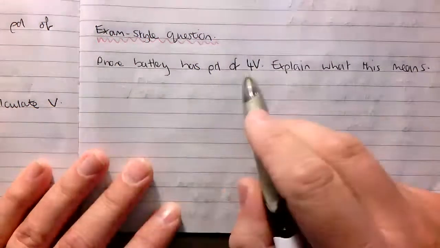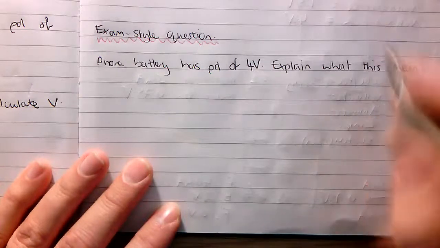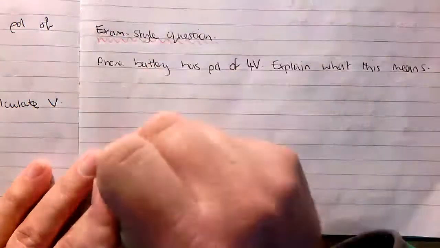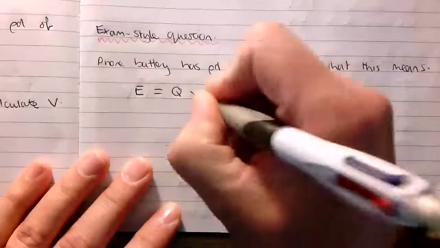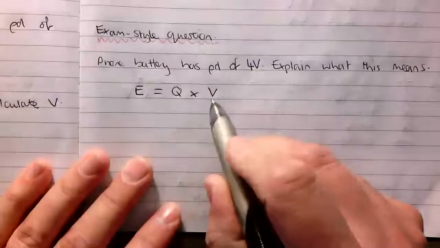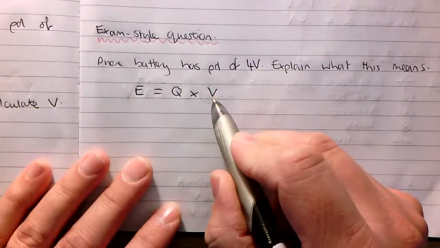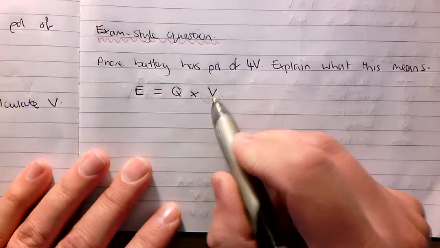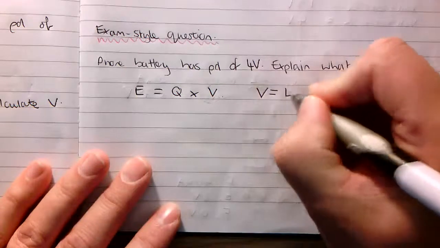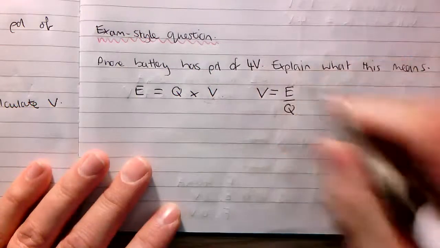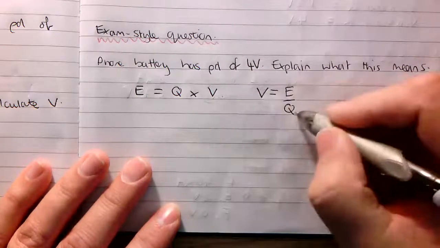A phone battery has a potential difference of 4 volts. Explain what this means. So what it means is, if I think about this equation, I can use energy equals charge times the voltage. And if I'm talking about what the potential difference of 4 volts means, I'm going to rearrange it to get the V on its own. So V is equal to E divided by Q. And now I can just put this equation into words.